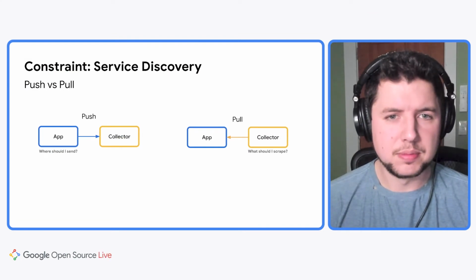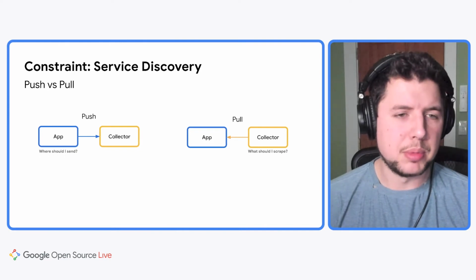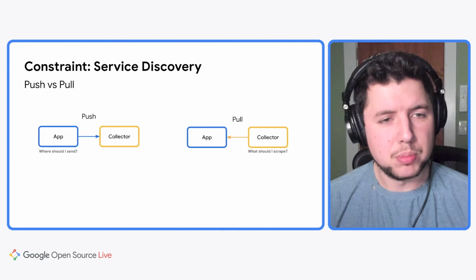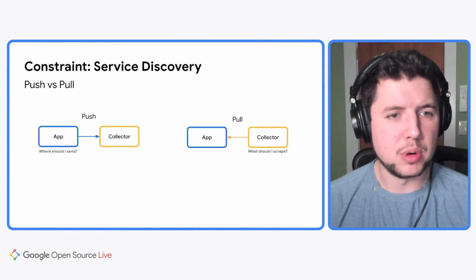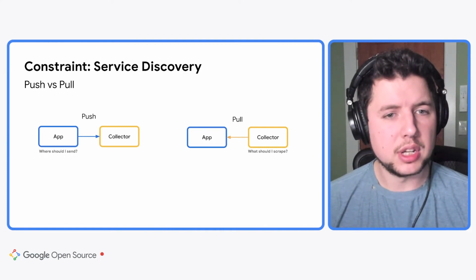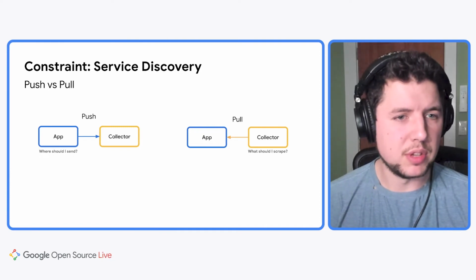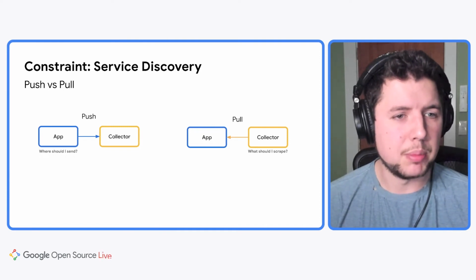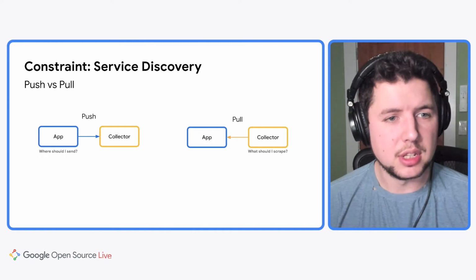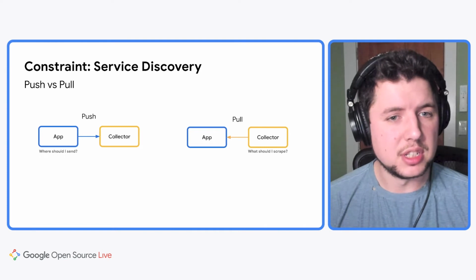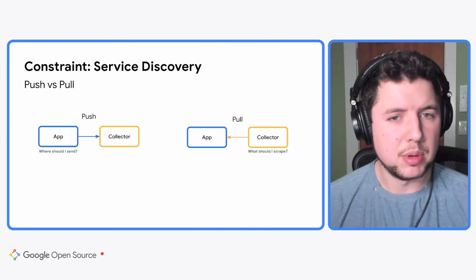When thinking about constructing the pipeline, the first thing you want to think about is whether your application is pushing, like the OpenTelemetry format, to the collector, or whether the collector is discovering your application and pulling from it, because those pose different problems. In the case of push, the application needs to know where to send the telemetry. And in the case of pull, the collector needs to discover the application so it can scrape from it.